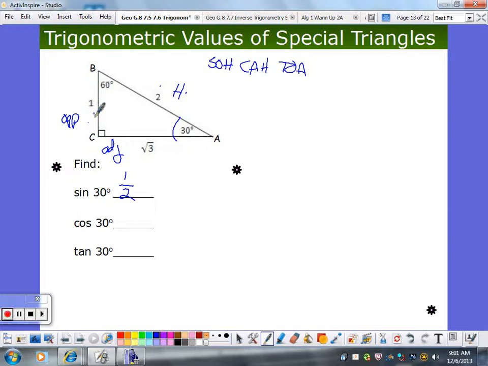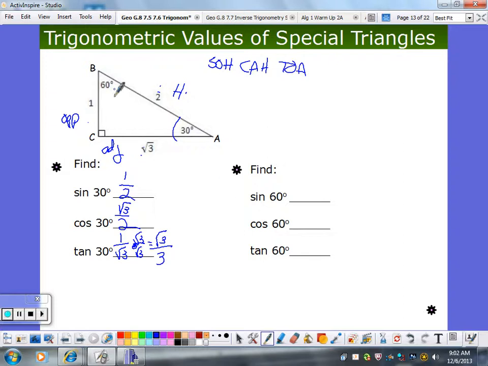And the shorter leg times the square root of 3 gives me the longer leg. So that's where that leg comes from. Okay, so cosine 30, that's adjacent over hypotenuse. Square root of 3 over 2? Yeah? And then tangent. Tangent is opposite over adjacent. Oh, but I can't leave it like that, right? Let's rationalize that denominator. 1/2 over rad 3/2 gives square root 3 over 3.